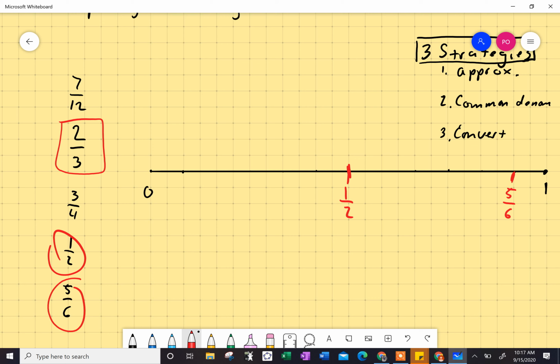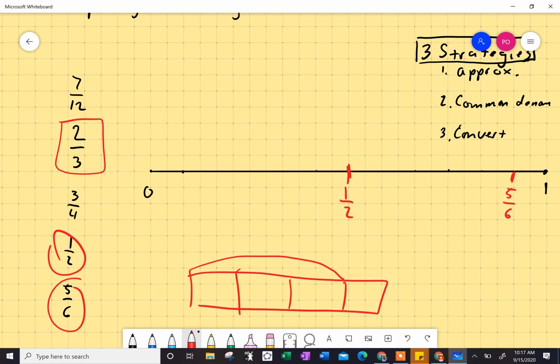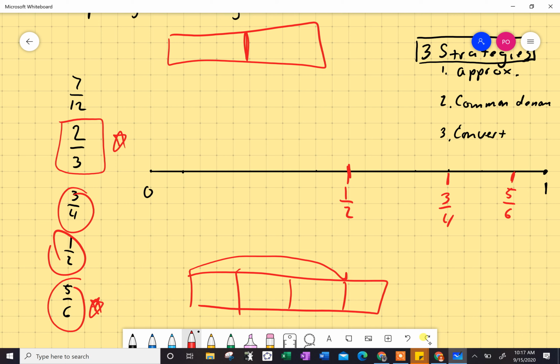3/4, well, if I broke something up into 4 parts, 3/4 is three parts of the way. So halfway between 1/2 and 1, which would be right around here. So that'd be 3/4. I still have to do my 2/3. And then 7/12. Well, if I had 12 things, half of them would be 6. So one more would be 7/12. It'd probably be someplace right around here. 7/12 would be right around there.